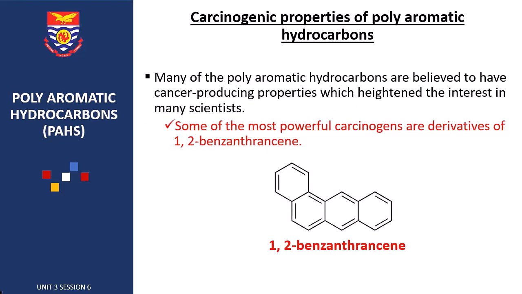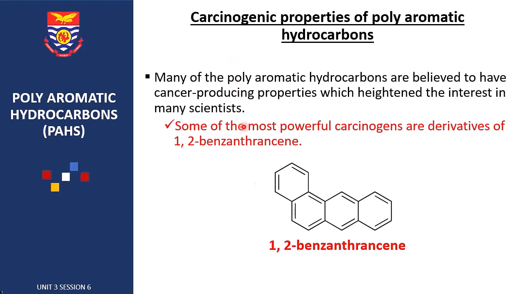So now, whenever we talk about pollutants, then we also look at the kind of health hazard they pose to the environment and humans at large. So this slide will talk about the carcinogenic properties of some of these polyaromatic hydrocarbons. Now, most of them are believed to be cancer-producing agents, right? So it leads to some kind of heightened interest, which is being developed by scientists to research into them and find ways and means to reduce their production and how to solve issues that relate to their sicknesses.